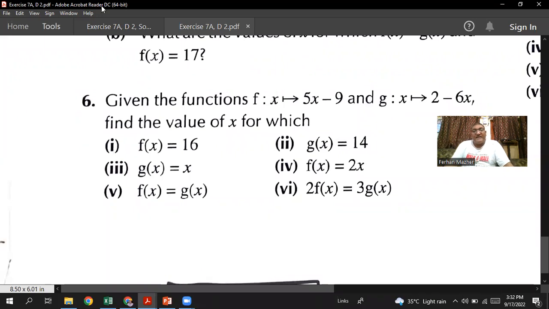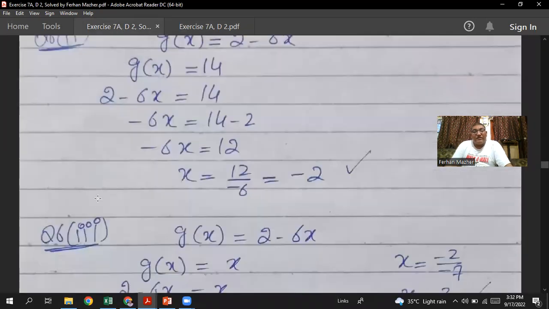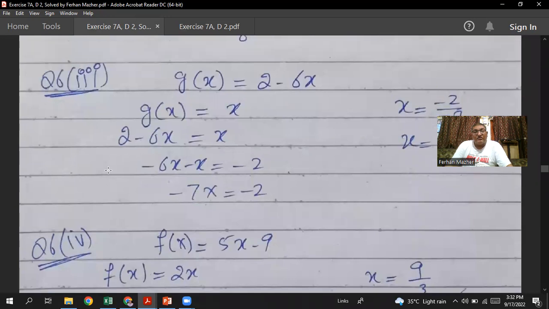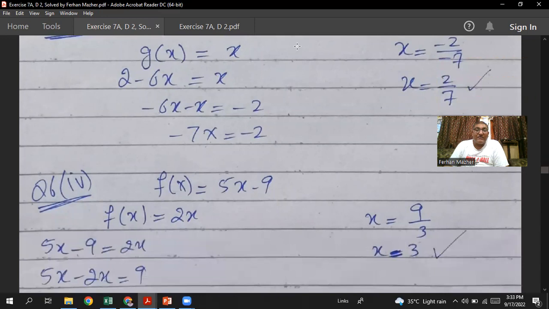Third part, question number 6, he says g of x is equal to x. So we will make g of x equal to... the g of x formula is 2 minus 6x, and he said g of x equals x. So 2 minus 6x will be equal to x. So minus 6x minus x will be equal to minus 2. So minus 7x is equal to minus 2. Minus minus will be cancelled. So you will have x equals 7 by 2. So x equals 2 by 7. Sorry, I said 7 by 2. It's 2 by 7.